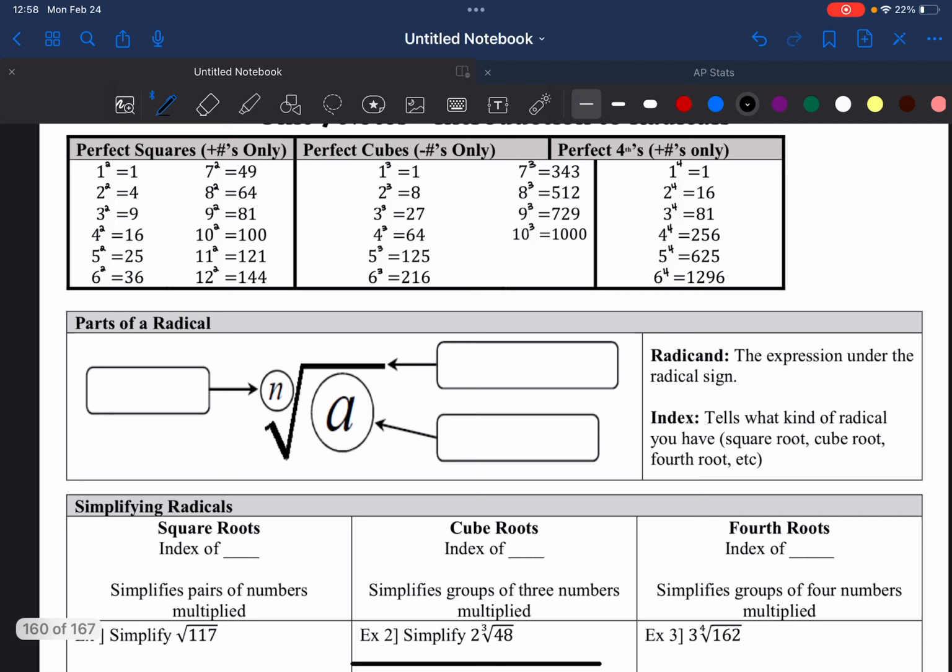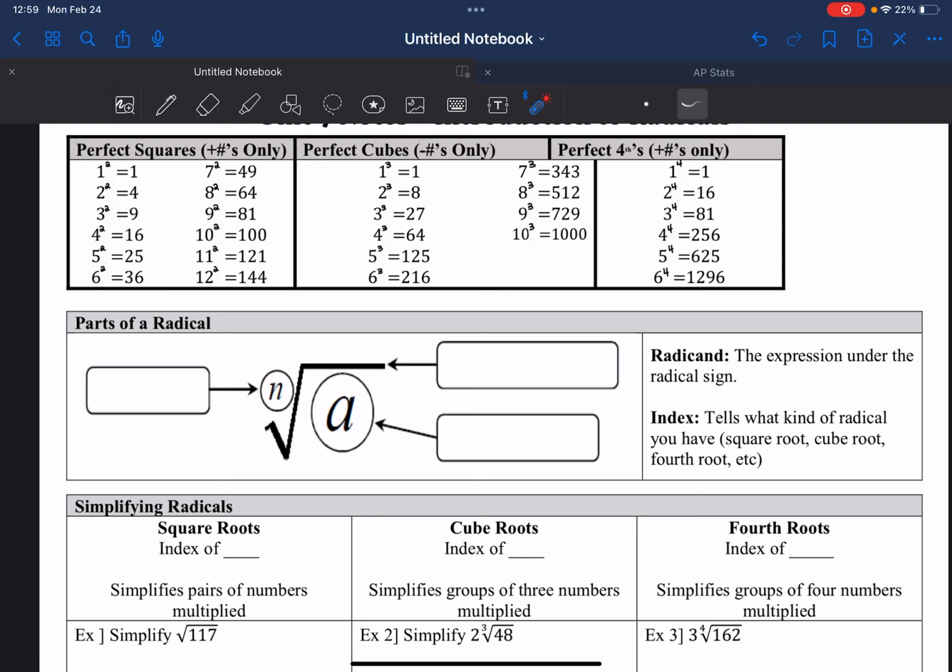Okay, introduction to radicals. So first I'm going to talk about perfect squares, perfect cubes, and perfect fourths. What I mean by a perfect square is that you could take the square root of it. Examples of perfect squares are 1 squared, 2 squared, 5 squared, 11 squared, etc. What this means is that I could take the square root of 121 and I would get 11. I could take the square root of 9 and I would get 3.